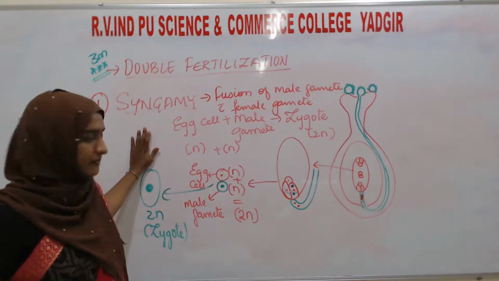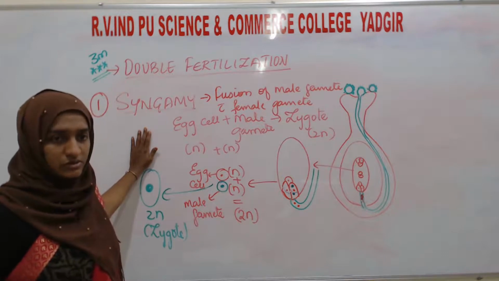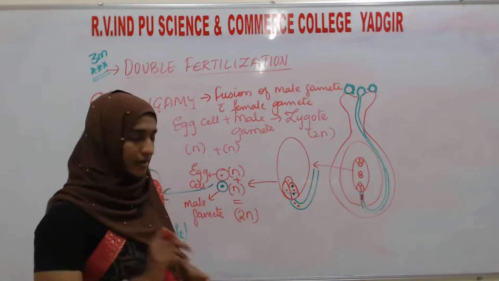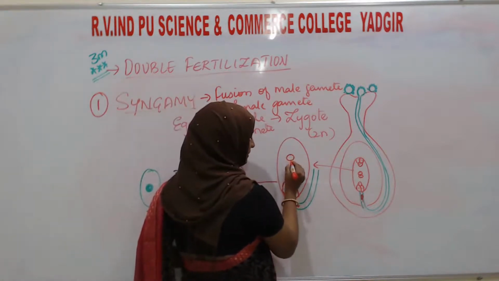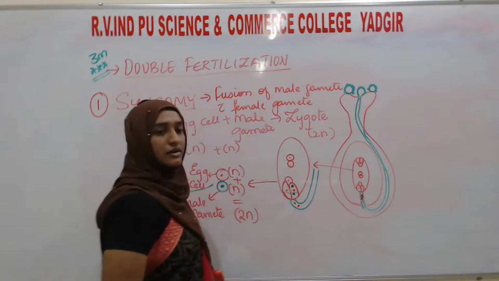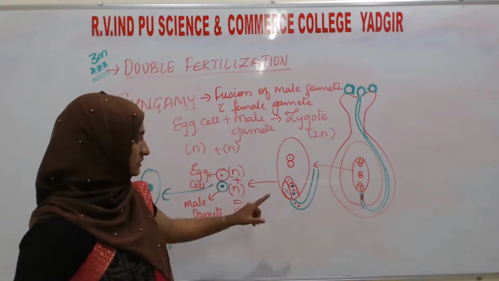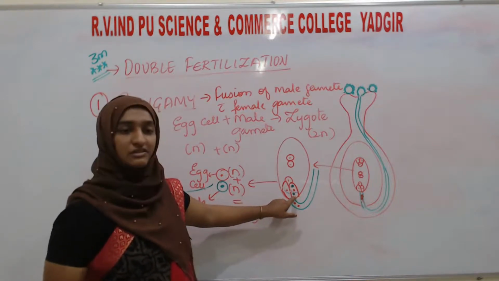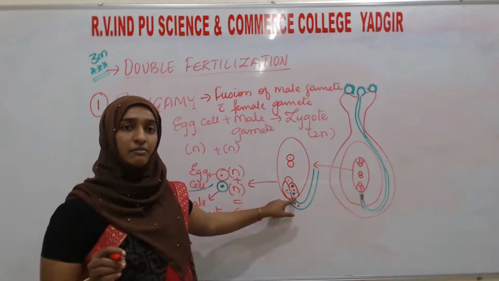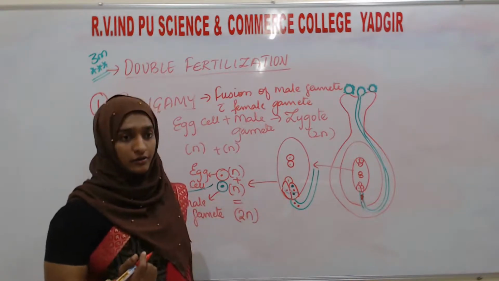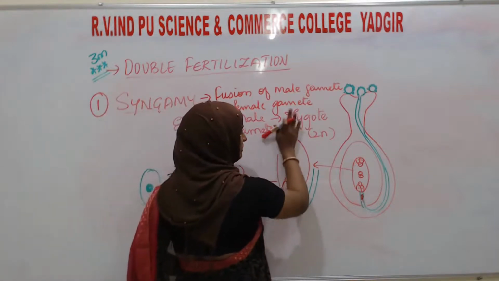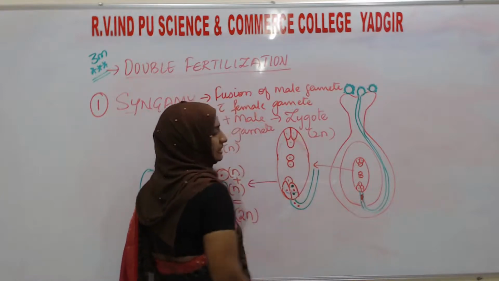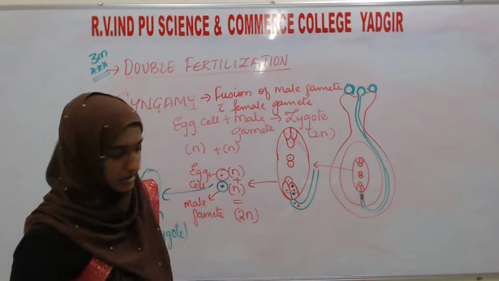Understood? One more fertilization is going to take place. What about the other cells in this embryo sac? Now comes the next cell, the central cell with the polar nuclei. One male gamete has fused with the egg cell, and one male gamete is remaining. What is it going to fuse with? There is still a central cell as well as antipodal cells. So let's see what happens over here.